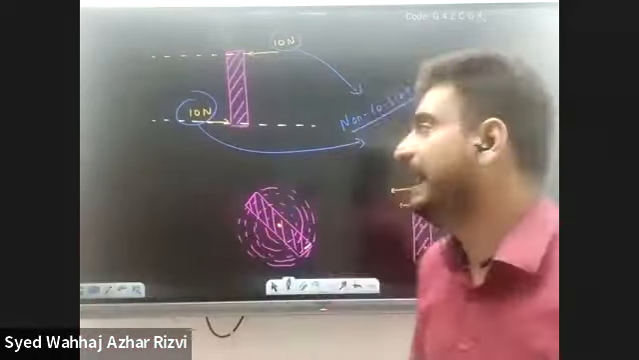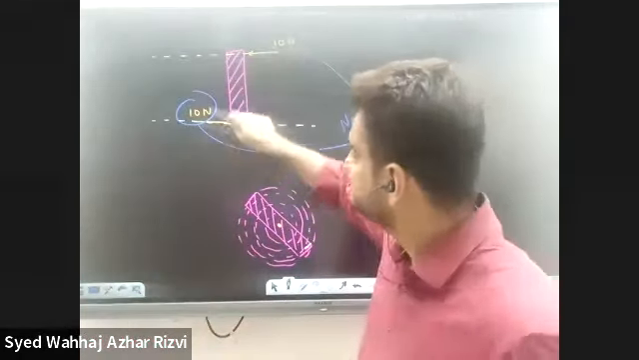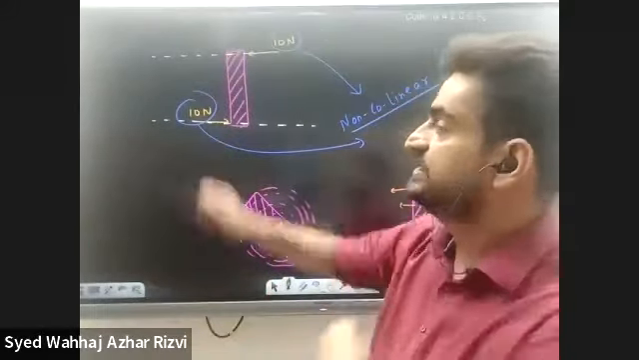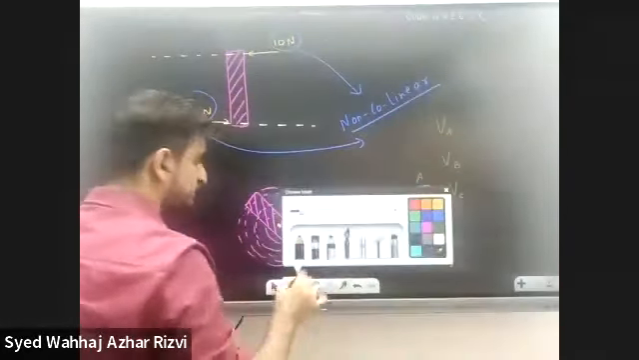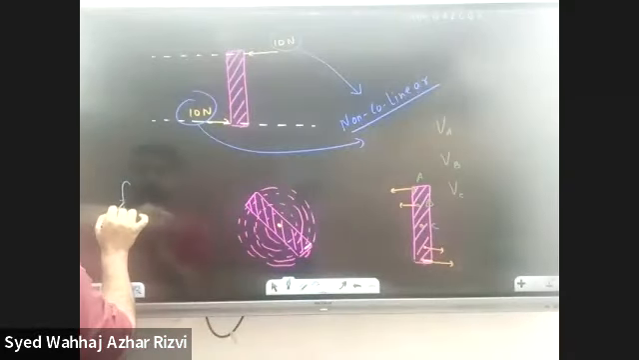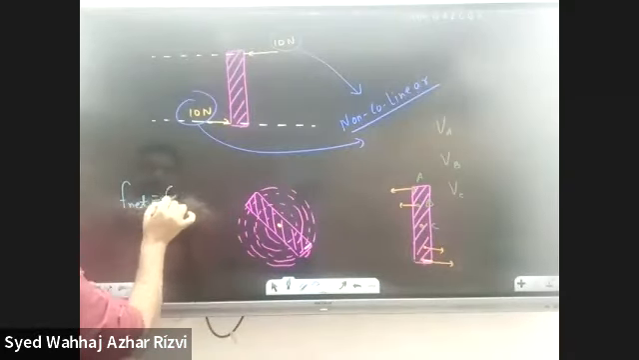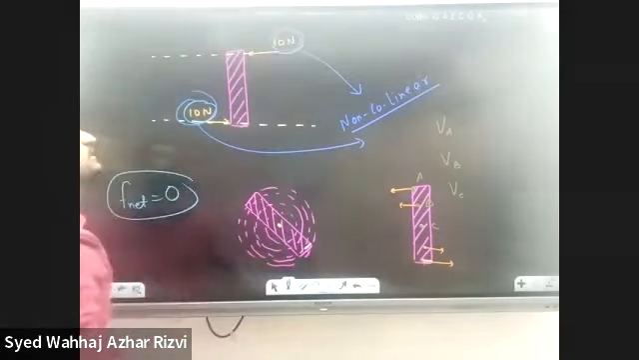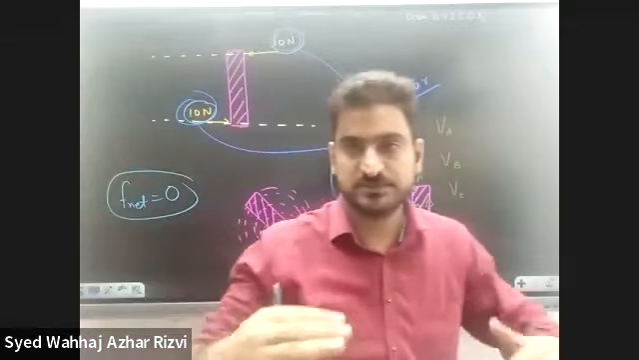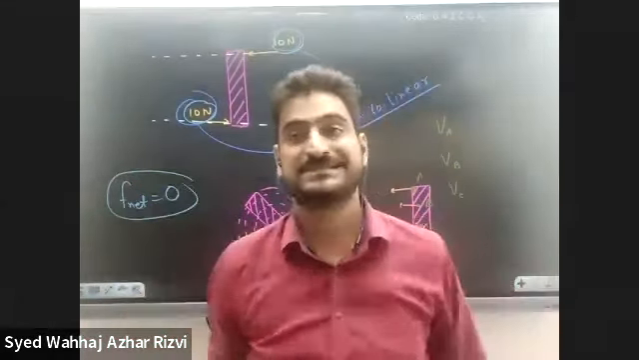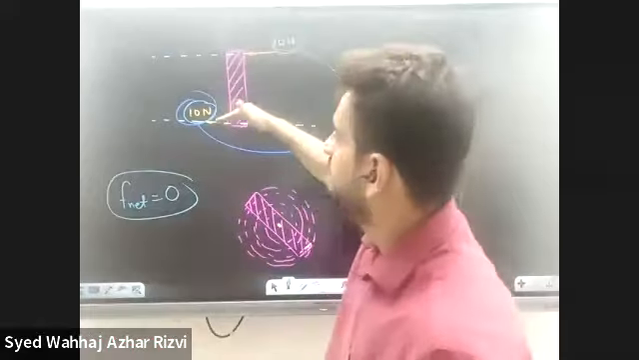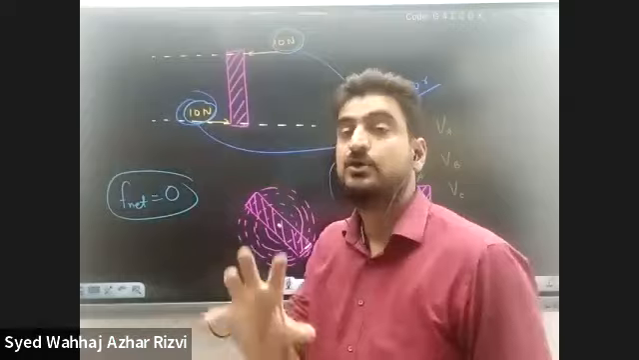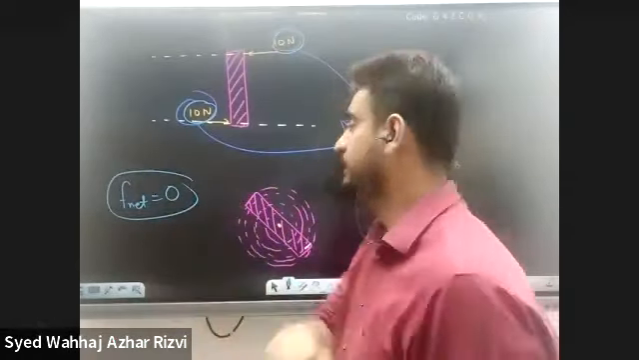Is this a balanced force? Is this net force zero? Yes, F net is going to be zero. The net force is going to be zero because these two forces, this 10 Newton force and this 10 Newton force, are both acting opposite to each other. The direction is opposite. But since they are not collinear, they are not acting in the same line, they cause rotation of the rigid body.